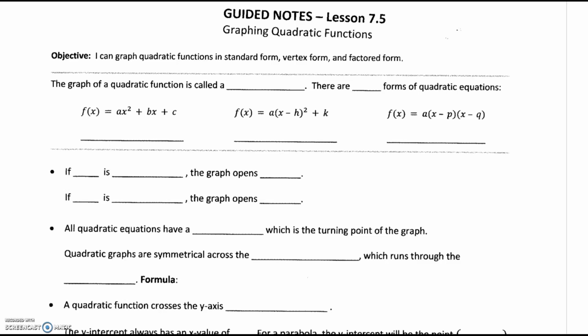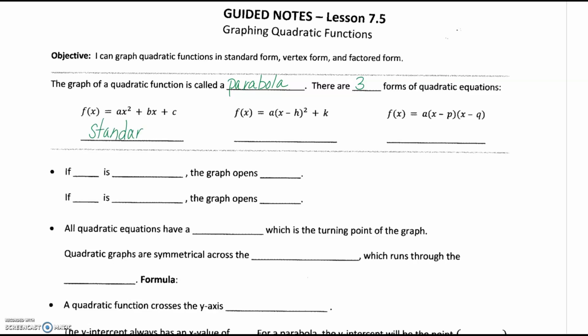The objective says I can graph quadratic functions in standard form, vertex form, and factored form. The graph of a quadratic function is called a parabola. That's the shape that is created. There are 3 forms of a quadratic equation. The first one is f of x equals ax squared plus bx plus c. That is standard form. That's what we are familiar with.